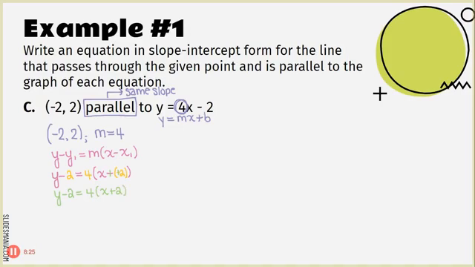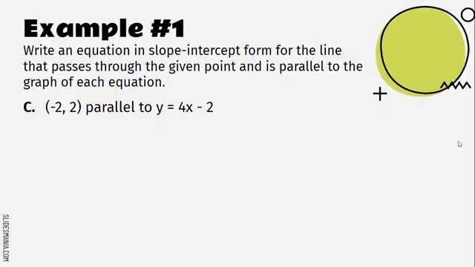And then we're going to put that in slope-intercept form by distributing. y minus 2 equals 4x plus 8, and then we move the constant over to the other side. So I'm going to undo subtracting 2 by adding 2. So we get y equals 4x plus 10. So that line would be parallel to the given line, and it would go through the ordered pair -2, 2.